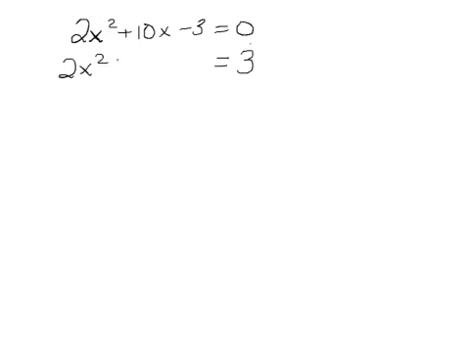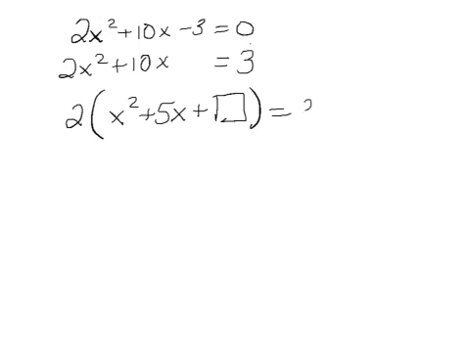I think it can become more complicated when you have a coefficient for a. So an example would be 2x squared plus 10x minus 3 is equal to 0. Again, the first step is to bring 3 over. And then personally, I don't divide through. I factor out. So I do 2 times x squared plus 5x plus the box is equal to 3 plus 2 times the box because I'm multiplying it.